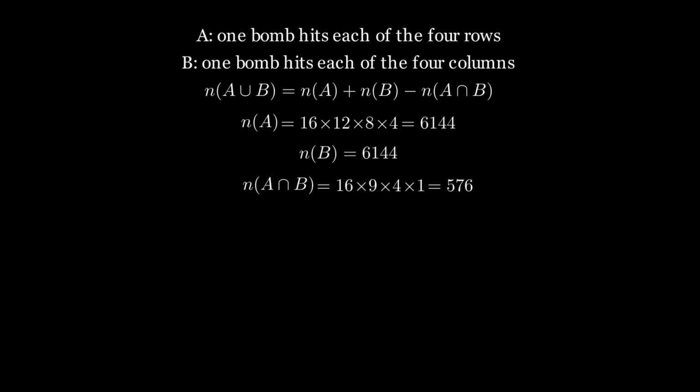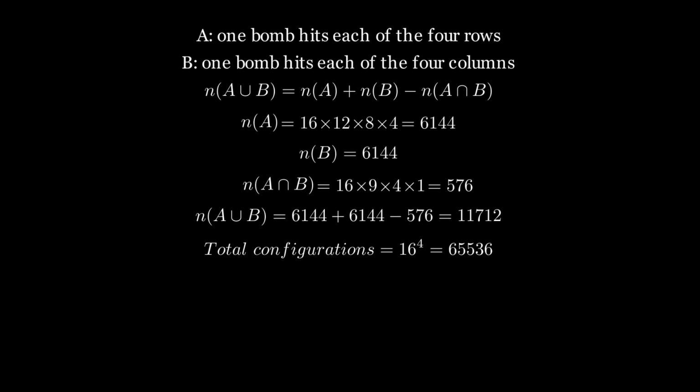Now, by applying the principle of inclusion and exclusion, we find that 11,712 configurations satisfy at least one of the events. The total number of possible configurations is 16 raised to the power of 4, as each bomb can be dropped on any of the 16 squares. So the probability that all ships are destroyed is approximately 0.1787.